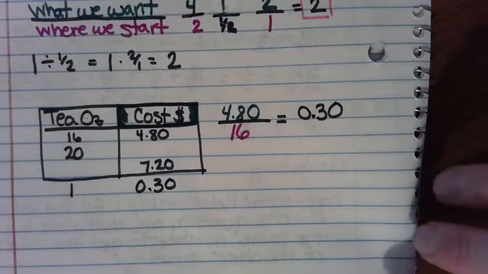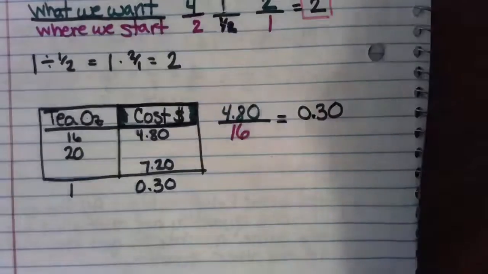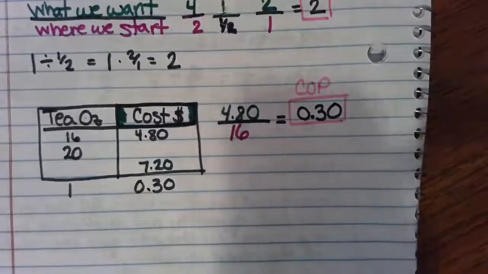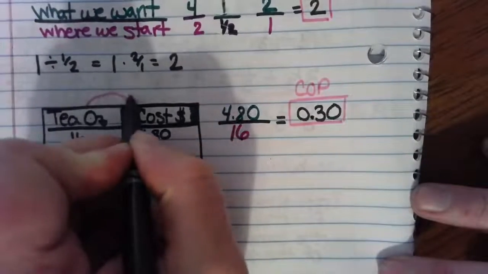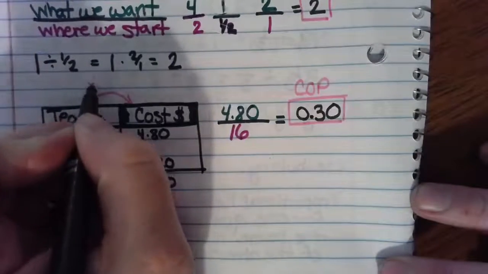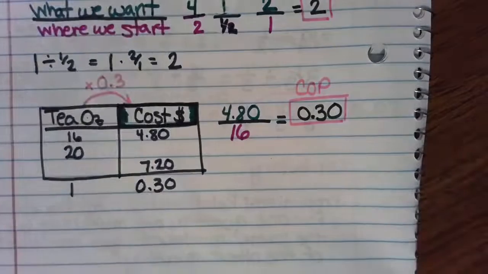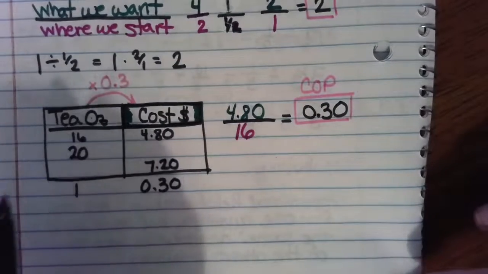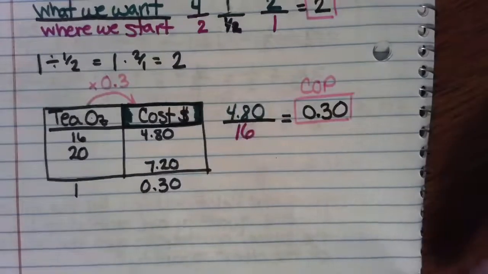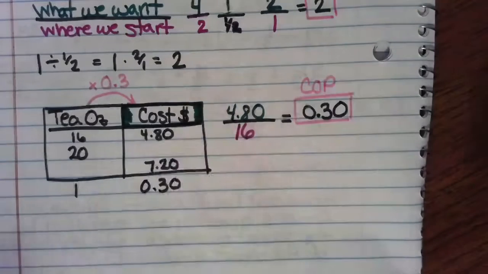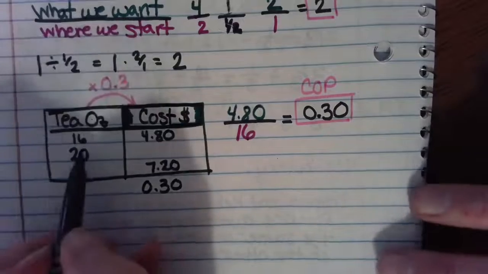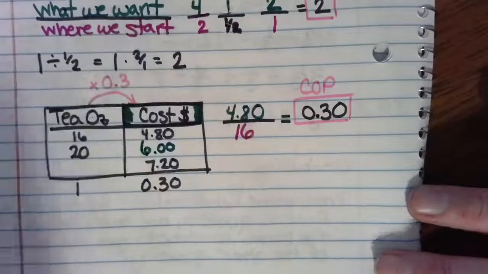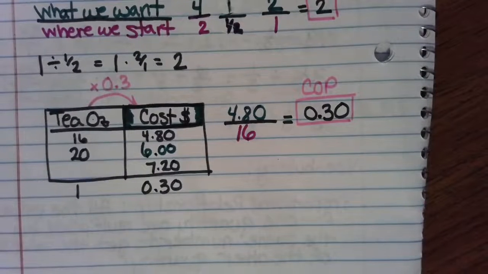Now that we know our constant of proportionality, here's our constant of proportionality. You could abbreviate it COP. That means that when I multiply across here, this is going to be times 0.3. And so I know that if I multiply by 0.3, all I have to do is do 20 times 0.3. And when I do that in my calculator, I find that, let's see, 20 is where I start. What I want was 6, and it comes out just plain 6, so I'm going to put $6.00 because it's a cost, so it's $6.